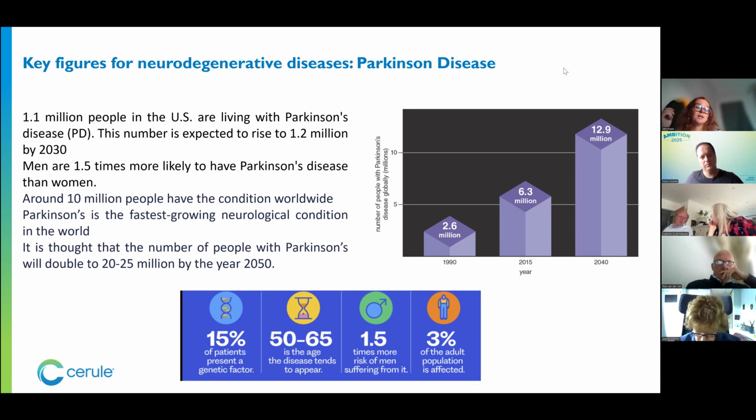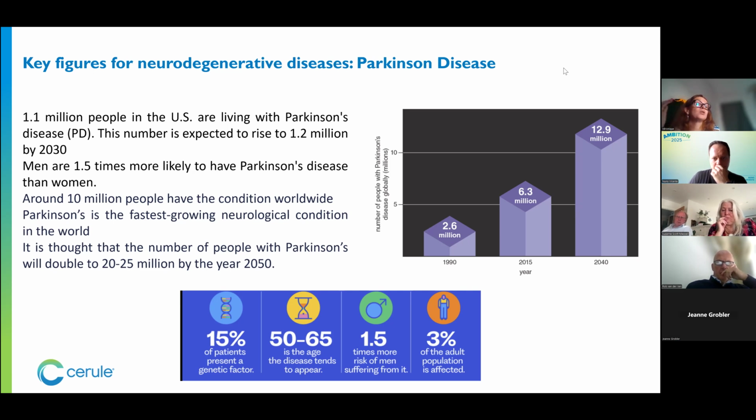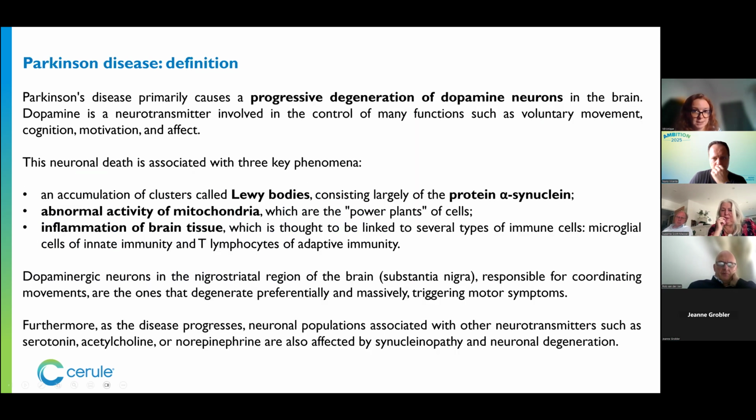We know that 15% of patients have a genetic factor. Men are 1.5 times more likely to have Parkinson's disease than women, so there is a risk factor around gender. What's also important to know is that the age range for the diagnosis is between 50 and 65 years old. And 3% of the adult population is affected right now, but it's expected to increase.